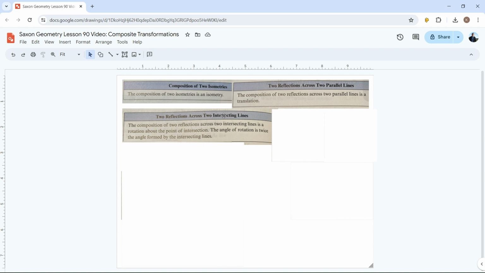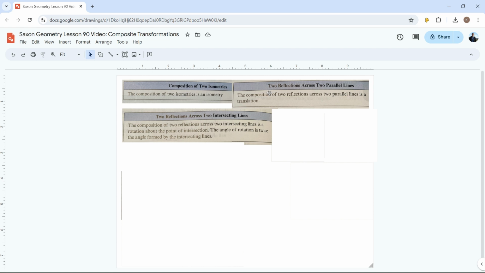Now, one of the things we're going to learn is when we do a composite transformation, when we put two or more isometries together, the result is always an isometry. So what ends up happening is we move the image around or rotate it or reflect it, whatever we're going to do, it's because we're not changing the size or shape of the image in either of the transformations. The final image is still the same size and shape of the original pre-image, and therefore, two isometries is still an isometry.